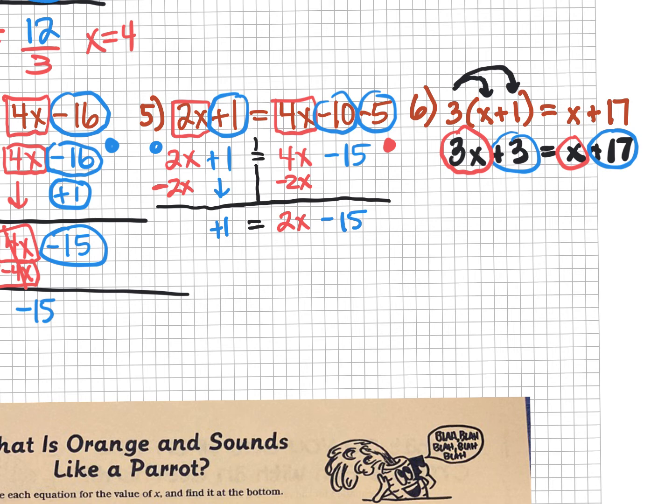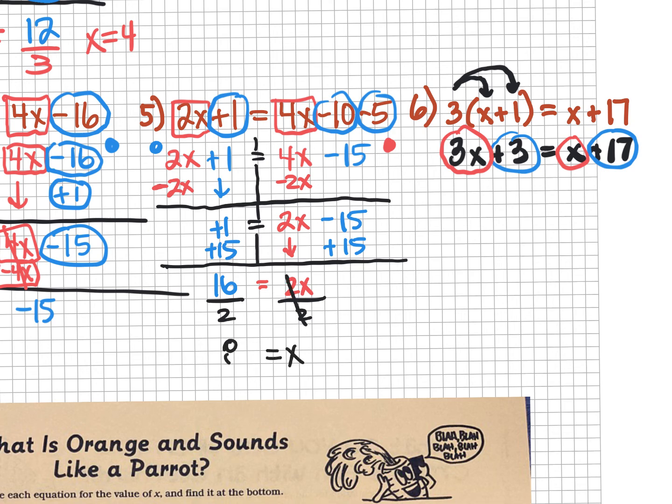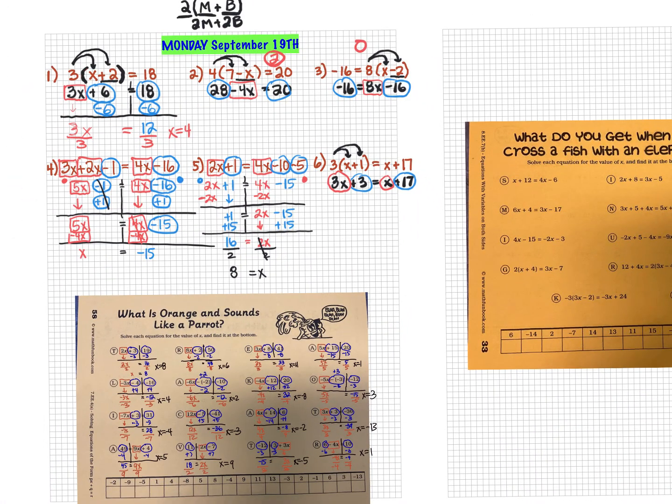Now when I look at them, only the 15's on the wrong side. So everything else gets to stay, but the 15, plus 15, plus 15. 2x equals 16. Divide by 2. Because now we need a top versus bottom. And we get x equals 8.